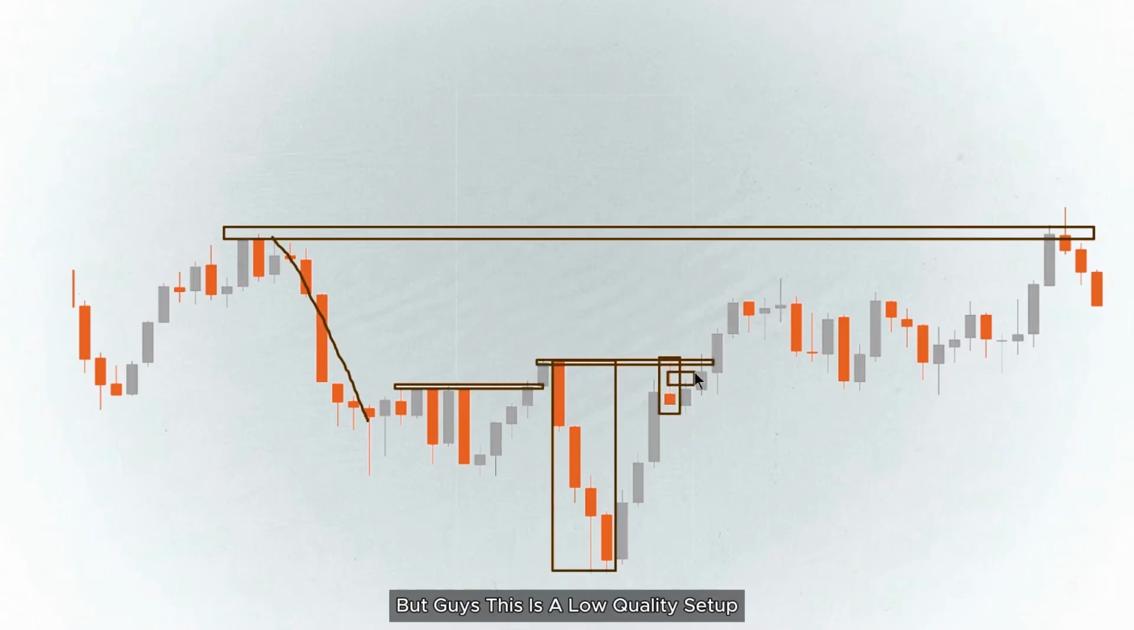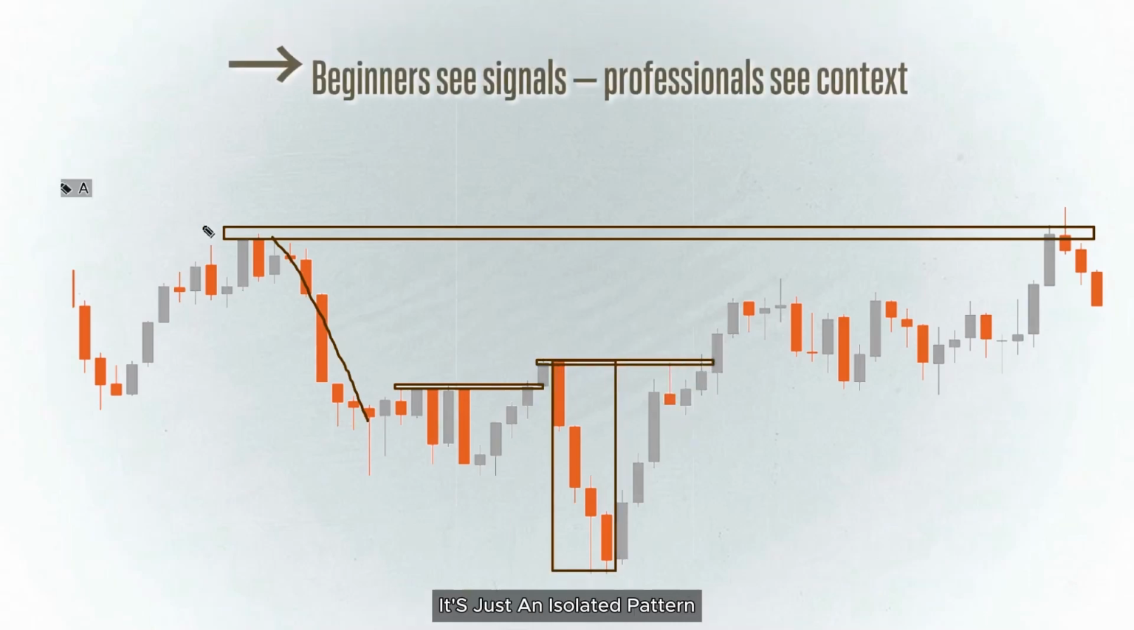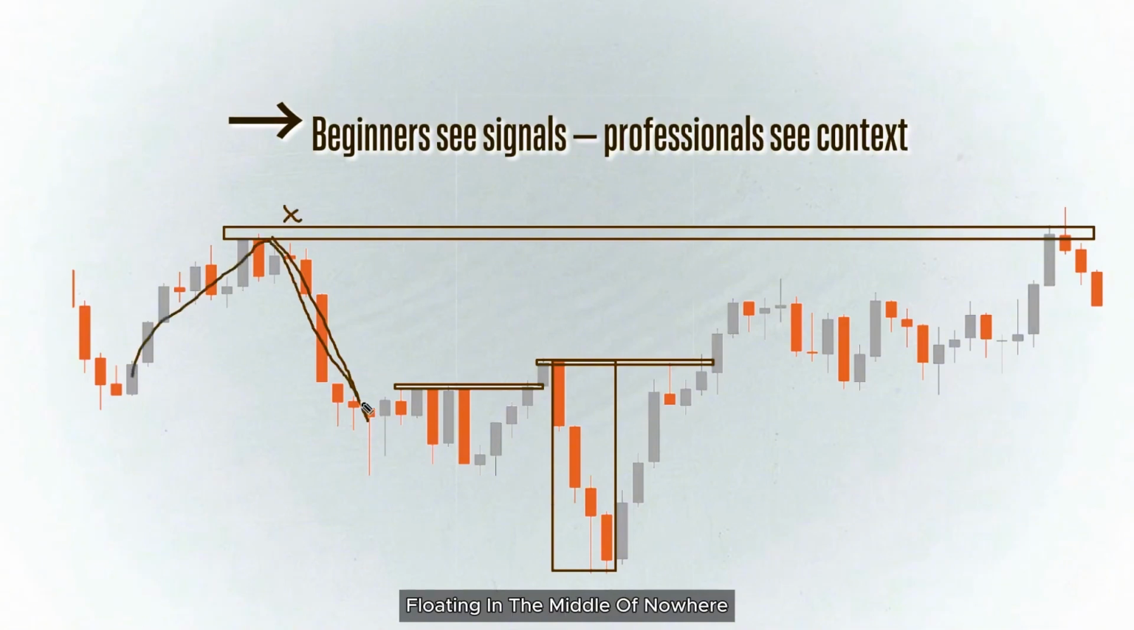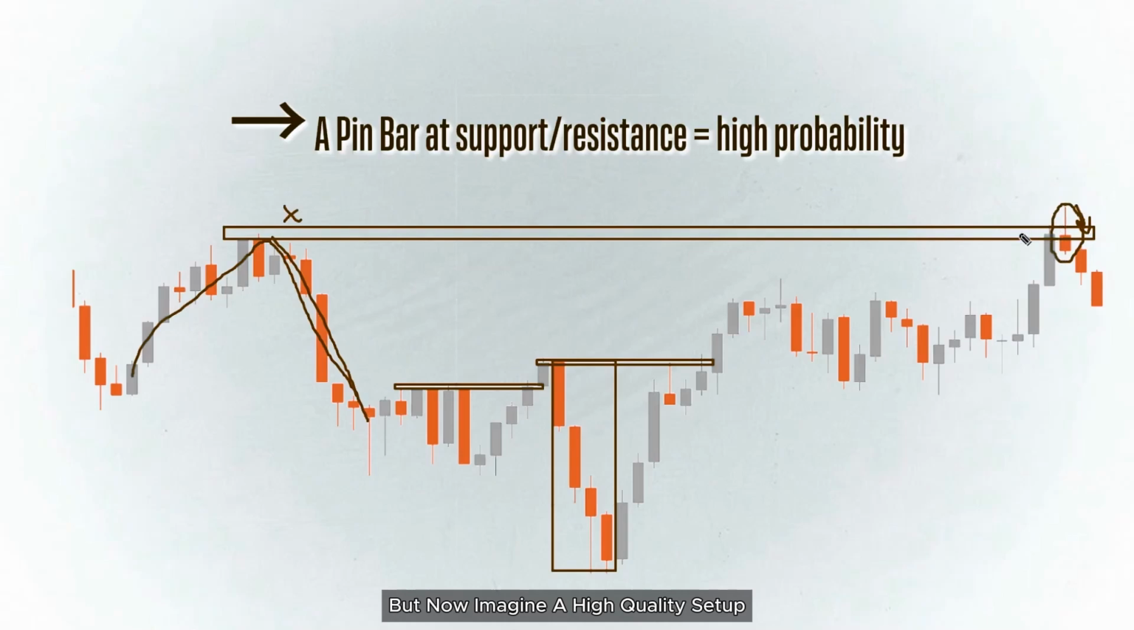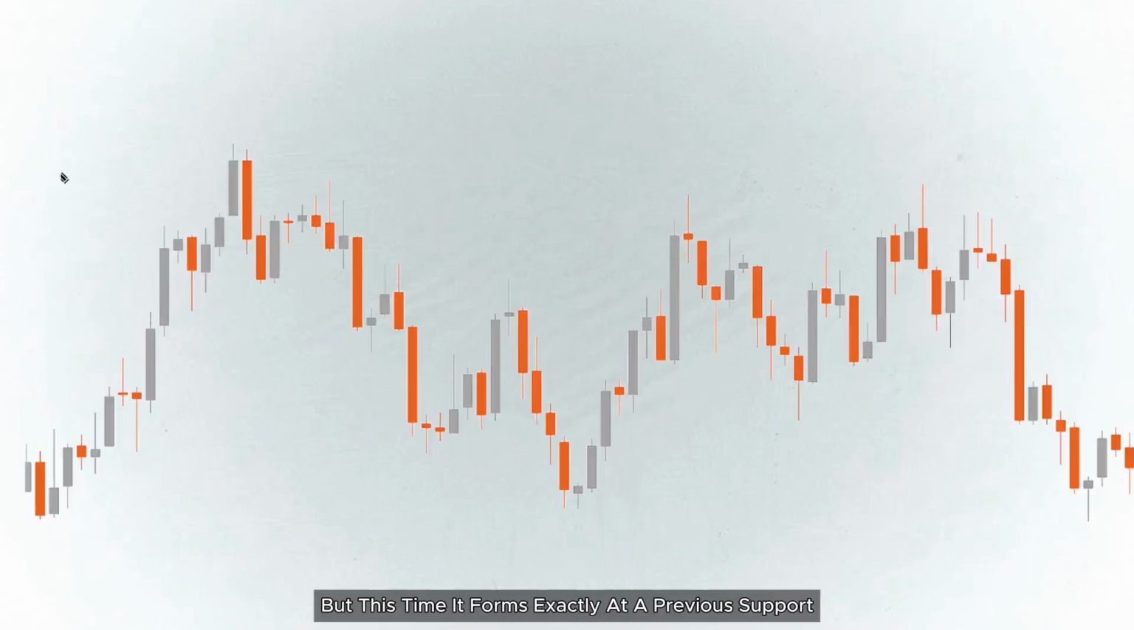But guys, this is a low-quality setup. It's just an isolated pattern floating in the middle of nowhere with zero supporting context. And the result? The market completely ignores the pin bar and the price just continues to plummet. But now, imagine a high-quality setup. The market is trending down, a bullish pin bar forms, but this time it forms exactly at a previous support level.